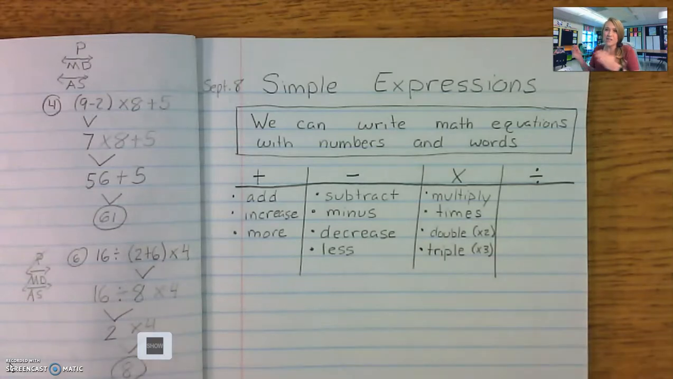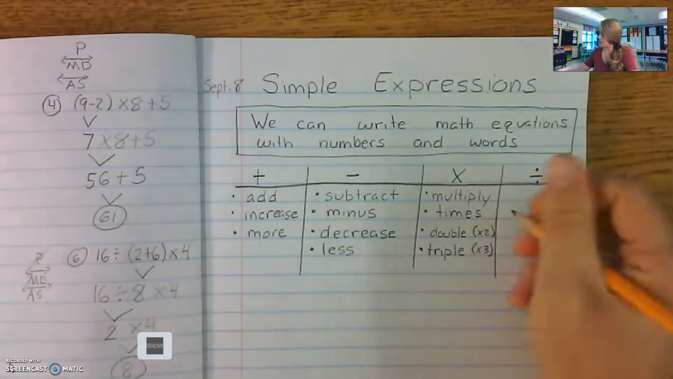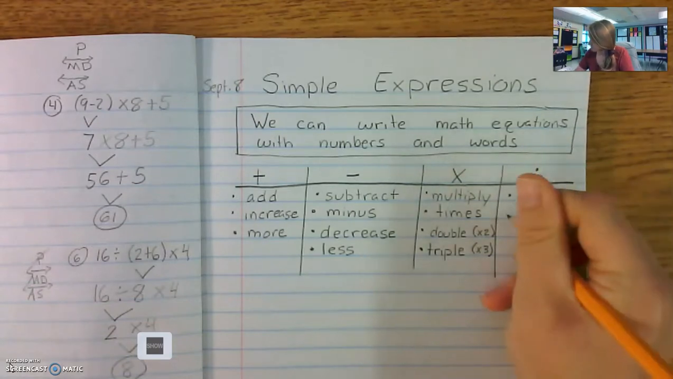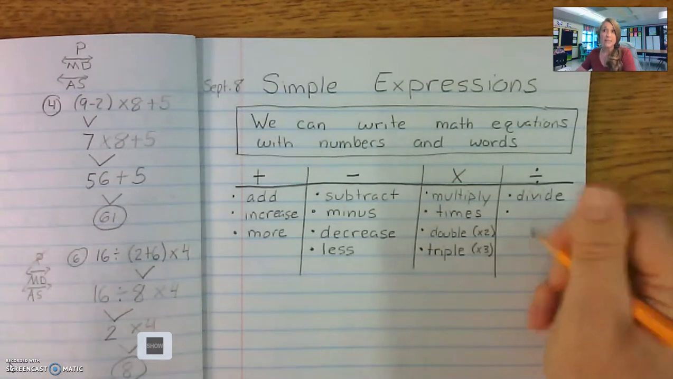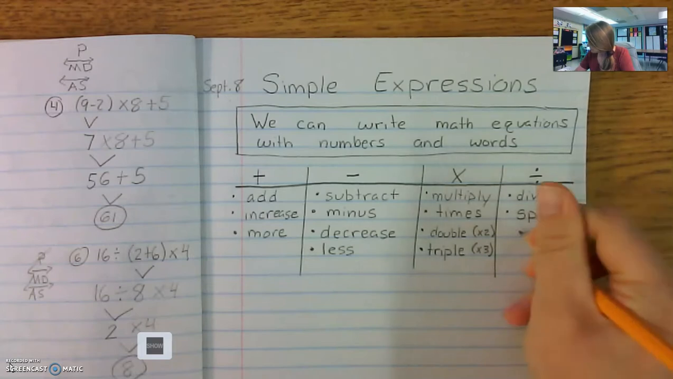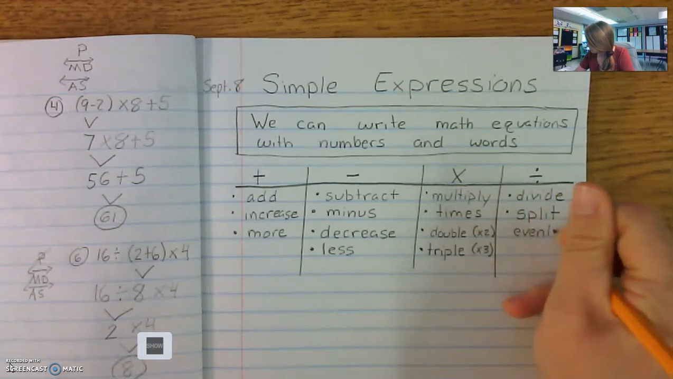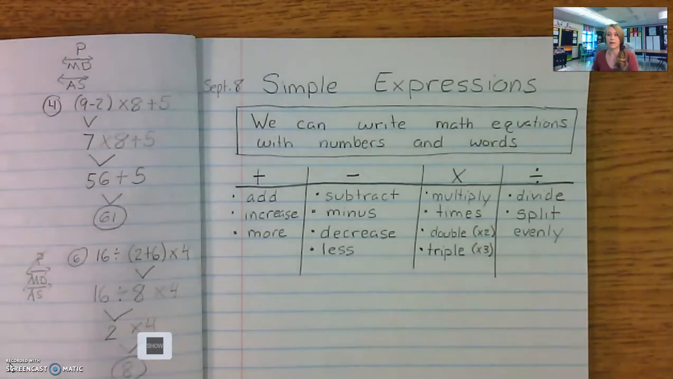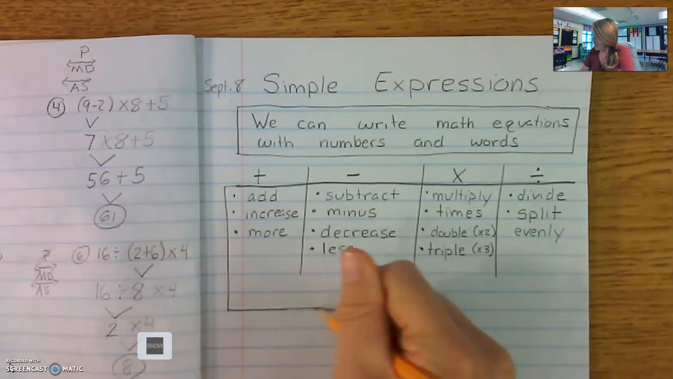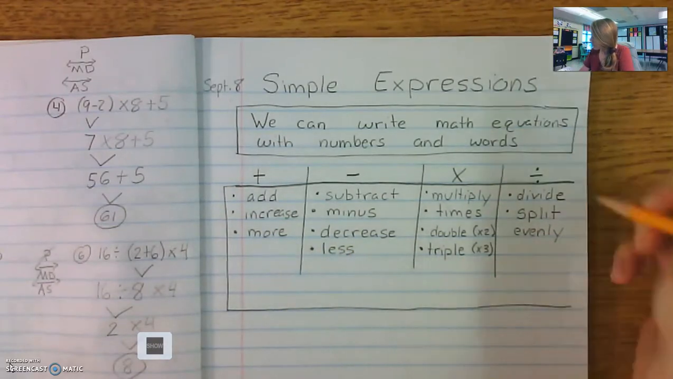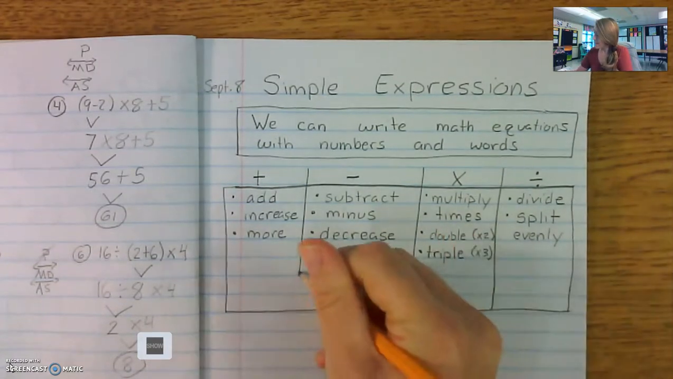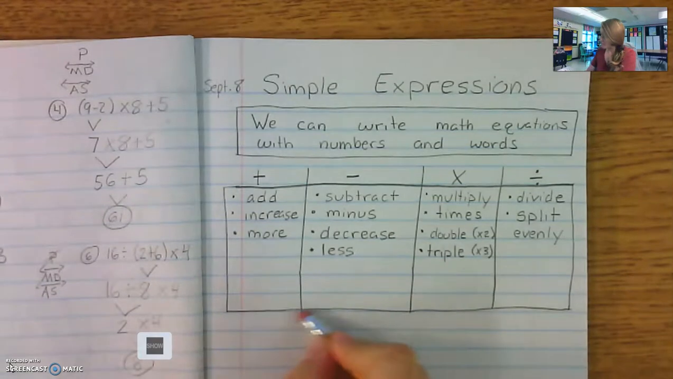And then for division, there's not as many with division that I could think of. Of course, I thought divide. And split evenly is another one. And if you have others, you can add them down. So I'm going to kind of finish out my chart, and I am going to leave some extra spaces. That way, if we come across other words that we see in problems that we want to add into our notes, we can.